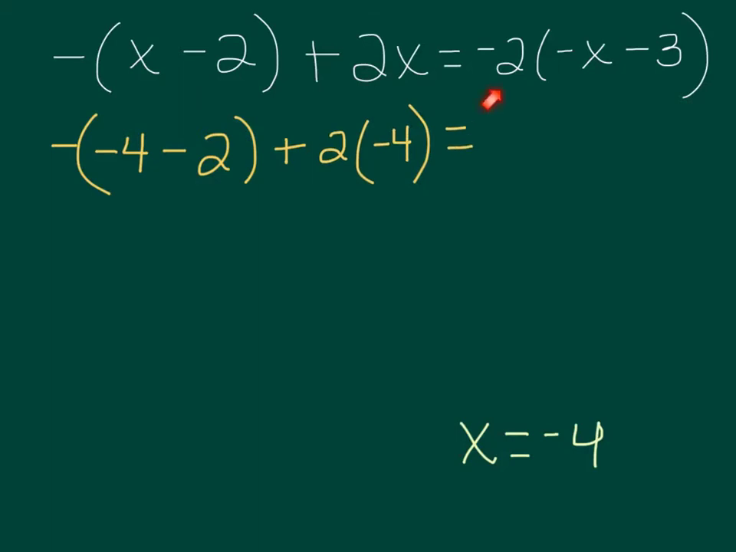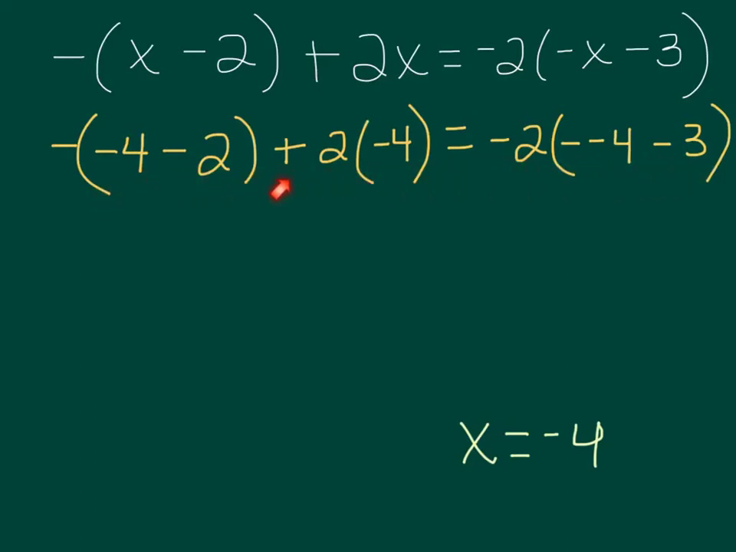Now, over on this side it says -2, so I better write that. Parentheses, now here's the tricky part. It says negative and then x, so I got to put a negative sign, and then x is -4. Then it says -3. Okay, so all I did was kind of start by rewriting it.